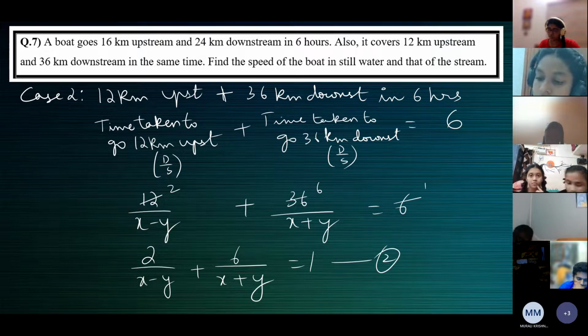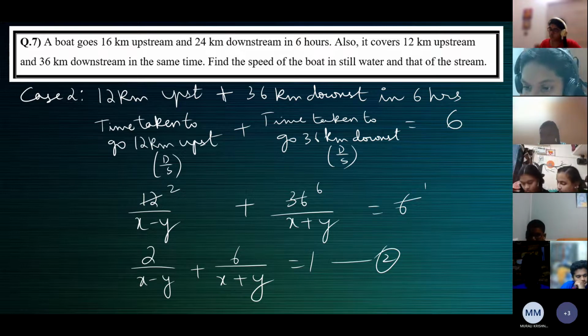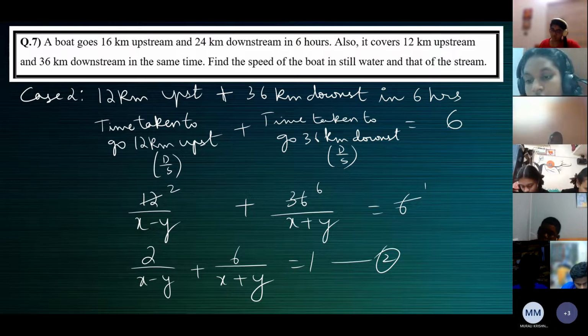Now you know how to solve these two equations and find the values of x and y. I'm not waiting for you to solve. Leave some space, you can solve it. We're going to the next one. Write down so far and leave some space to solve the two equations and find the values of x and y.